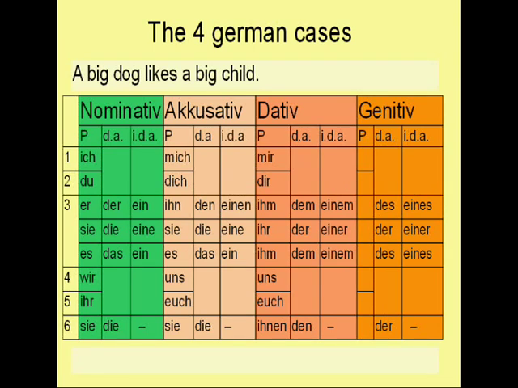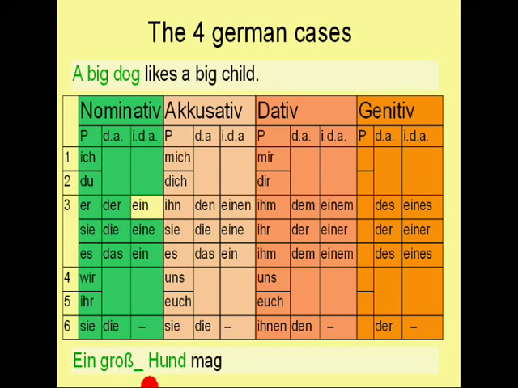Here you have the sentence: a big dog likes a big child. How would you translate it to German? First you have to start by looking for the subject of this sentence. Which one is the subject? A big dog is the subject, and so it's in the nominative case. Dog means Hund in German and is masculine, so the indefinite article for big dog has to be ein. The sentence therefore starts like this: Ein Großhund mag. And mag means likes in German.